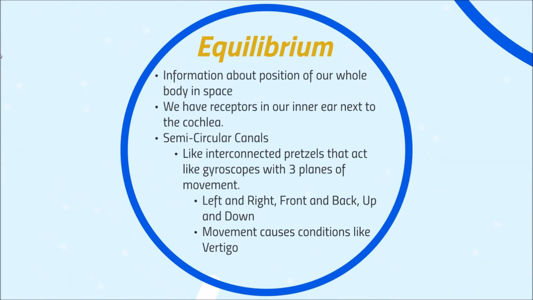Equilibrium is information about position of our whole body in space. We have receptors in our inner ear next to the cochlea. The semicircular canals are like interconnected pretzels that act like gyroscopes with three planes of movement: left and right, front and back, up and down. Movement causes conditions like vertigo.